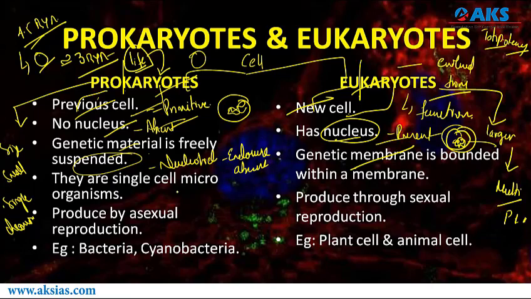The other important thing is that in prokaryotes a cell wall is present, whereas in eukaryotes the cell wall is absent.